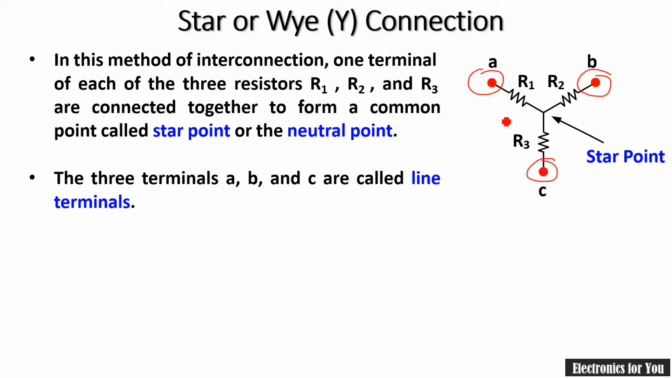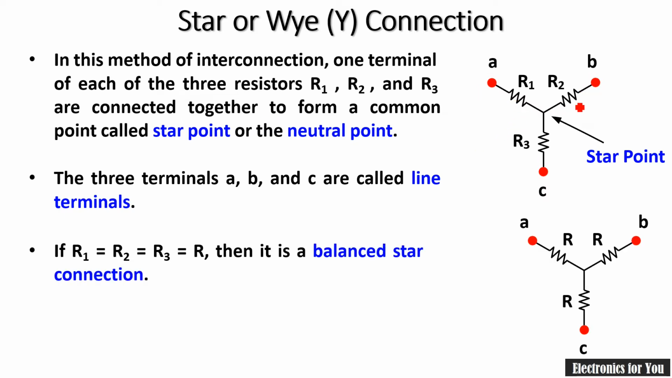Now if the resistances R1, R2 and R3 are having the same values, that is R1 equal to R2 equal to R3 equal to R, then such a network is called as balanced star network. So this is our balanced star connection where R1, R2 and R3 all are having the same value. So this is our star connection.